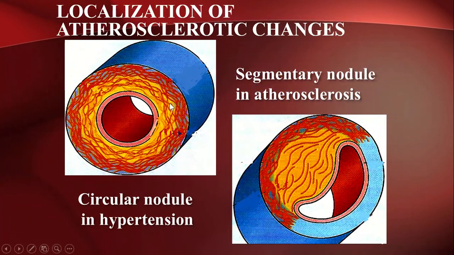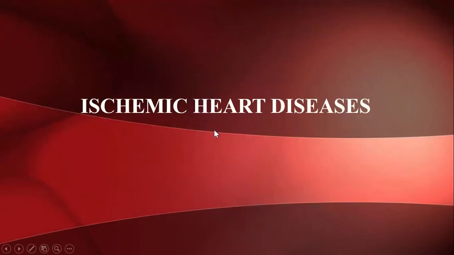And the localization of the atherosclerotic change in hypertension: the wall of the blood vessels forms a circular nodule, but in atherosclerosis, a segmentary nodule. This is a very interesting comparison. In the final part, we will discuss ischemic heart diseases.